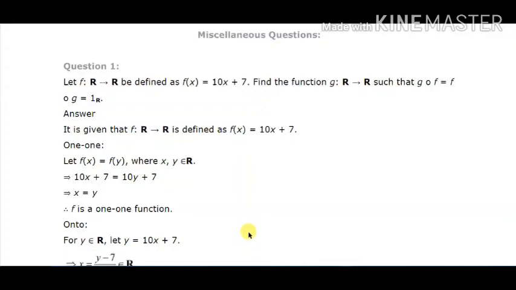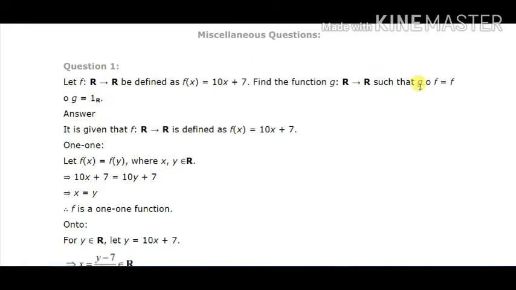Good morning, students. Today we will start the miscellaneous exercise of first chapter. The first question of the exercise is, let f be a function from R to R. It is defined as f(x) = 10x + 7. We have to find the function g from R to R such that g∘f and f∘g both are identity function on R.